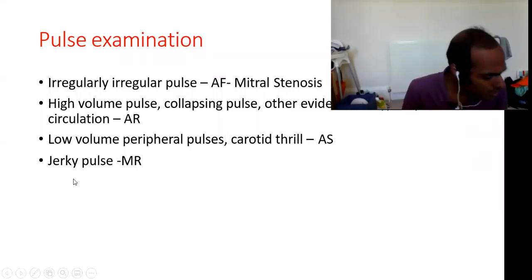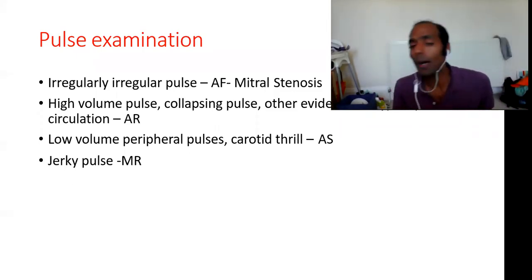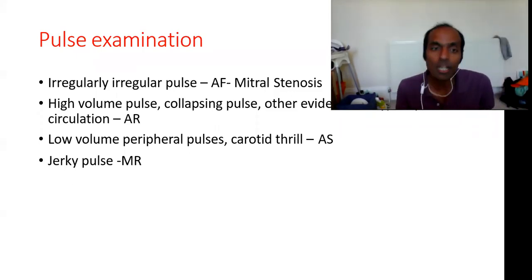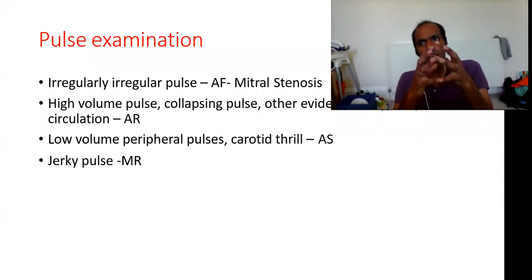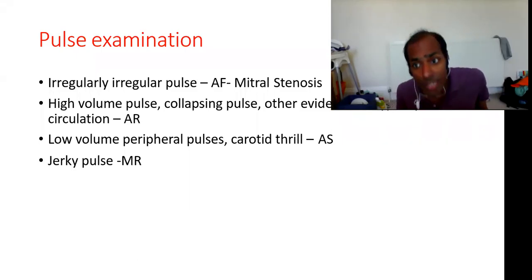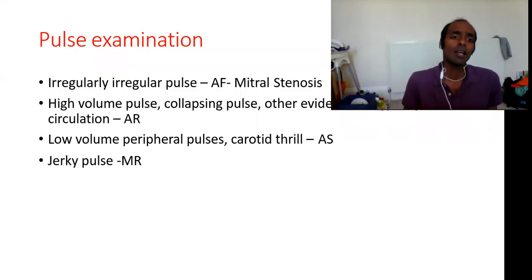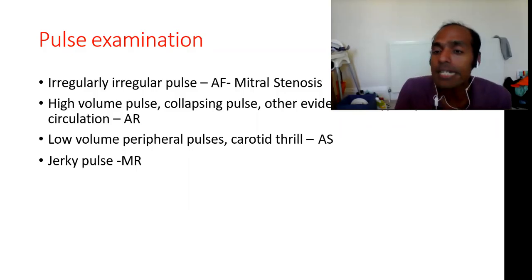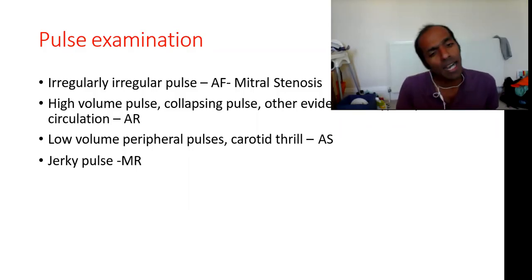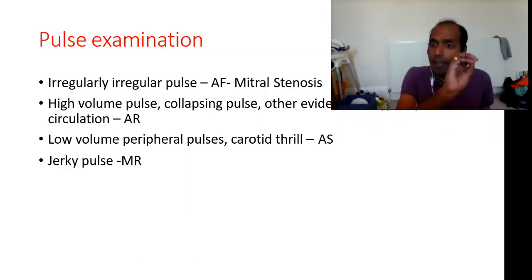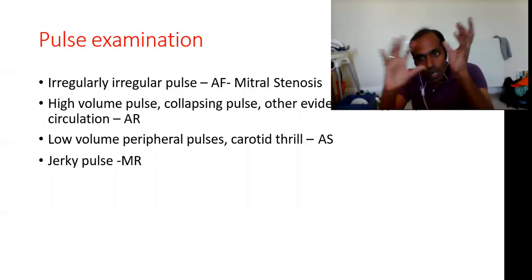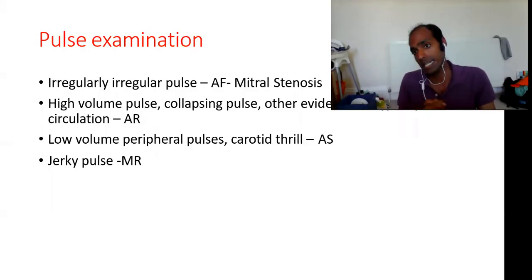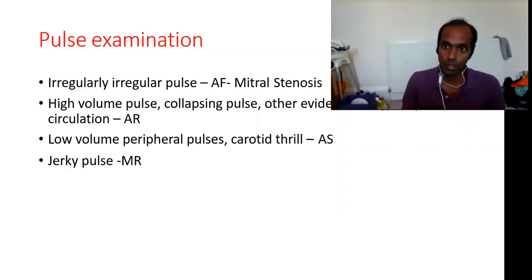The last one is what you call a jerky pulse. It is not very important. It's a bit difficult for you to identify. But generally, if it's a high volume pulse but without a collapsing pulse, the cause is mitral regurgitation. So cross out jerky pulse, don't write it. You say high volume pulse without collapsing pulse would be mitral regurgitation. Why do you get a high volume pulse in mitral regurgitation? Because of the volume overload. Okay.